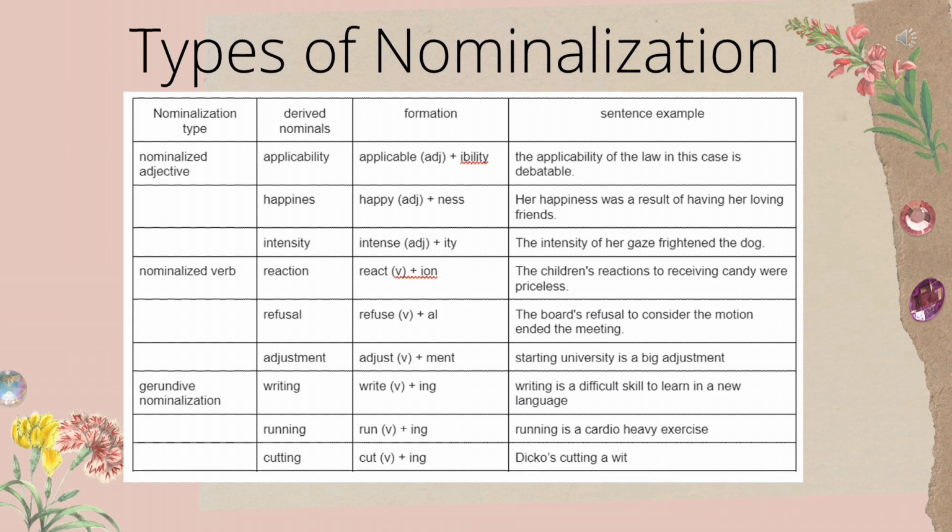For example, the word happy. The word happy here is an example of an adjective, but because it is added with the derivational affix -ness, it becomes happiness, and happiness here is a noun. An example of using this word is: her happiness was a result of having her loving friends. For the other examples, you can see also in this table.